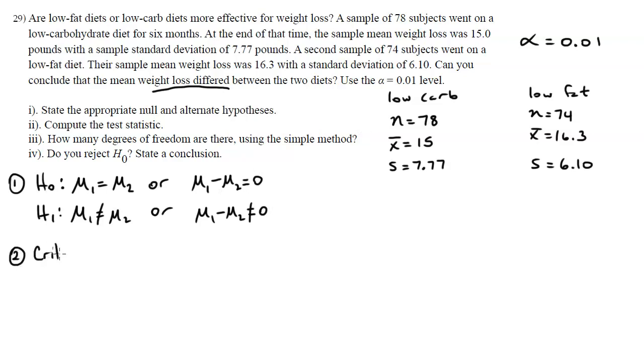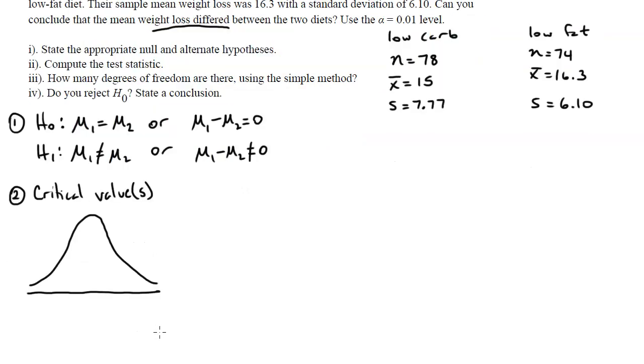critical values. Maybe one value, maybe more than one value, right? So I'll draw my little picture here. Since we're saying differed, this is going to be a two-tailed test. Since it's not equal to, two-tailed test, right? Okay. Alpha is 0.01, two-tailed.